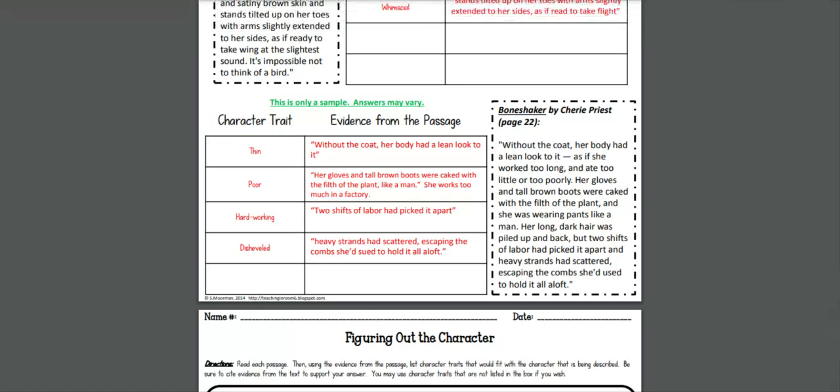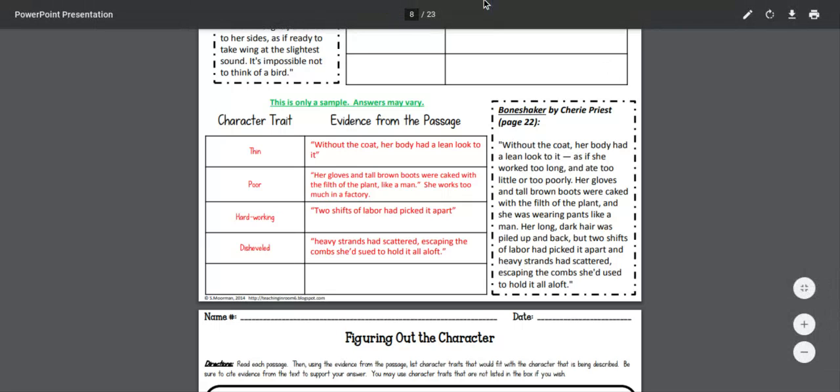Now for today's assignment, you're gonna log in with Google on the next slide with some Boom Cards, and they're gonna give you a couple sentences, and you're going to pick which character trait would best describe that character based on the sentences that you are reading on that slide.